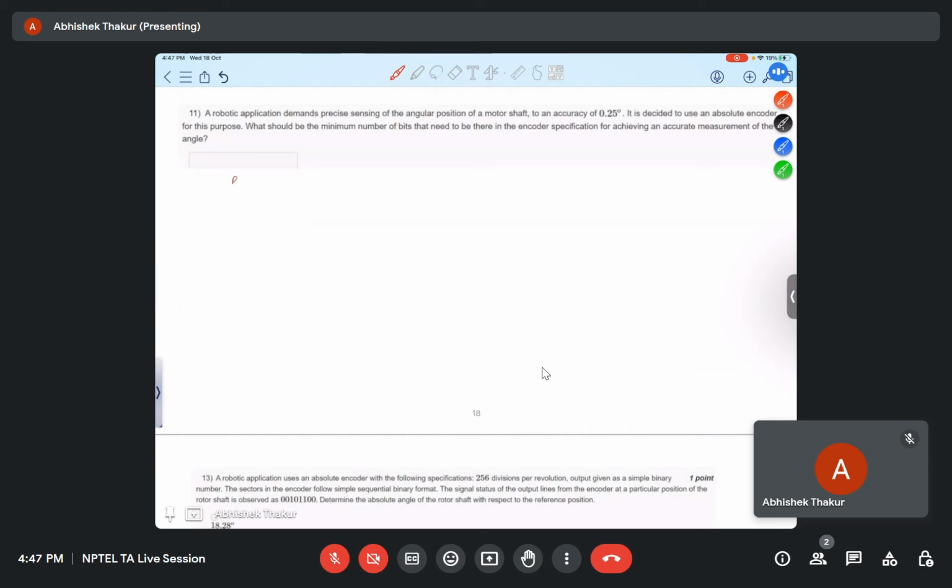So first, let's suppose this is a trial based question. So let's suppose n is equal to 10 bits. So resolution is equal to, in a complete rotation it will be 360 degrees, 360 degrees divided by 2 to the power of 10. So that is equal to 360 by 1024. So this is 0.3516 degree. So actually this is greater than 0.25 degree. So n is not equal to 10.